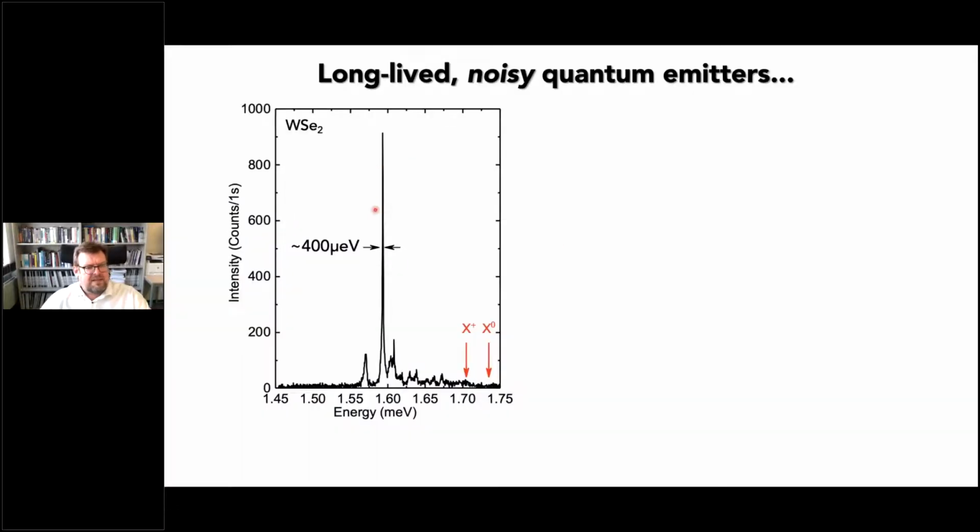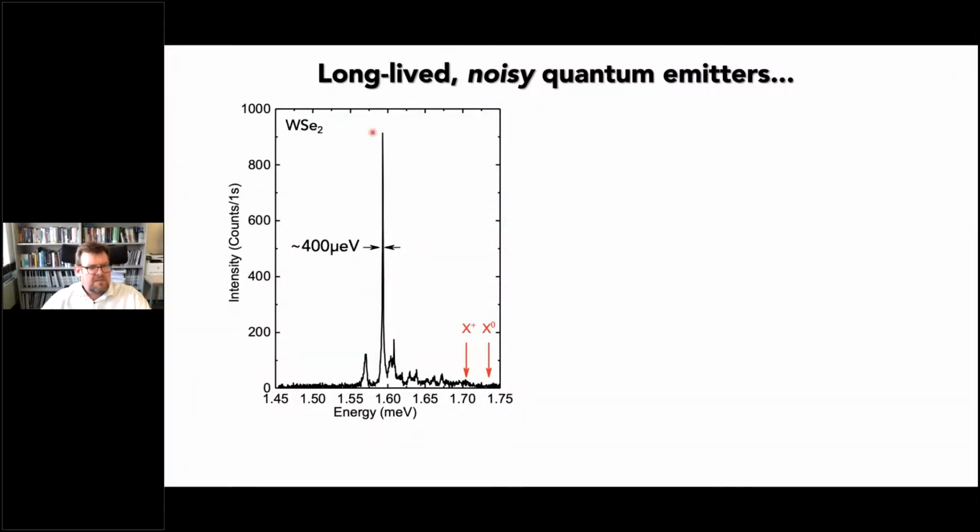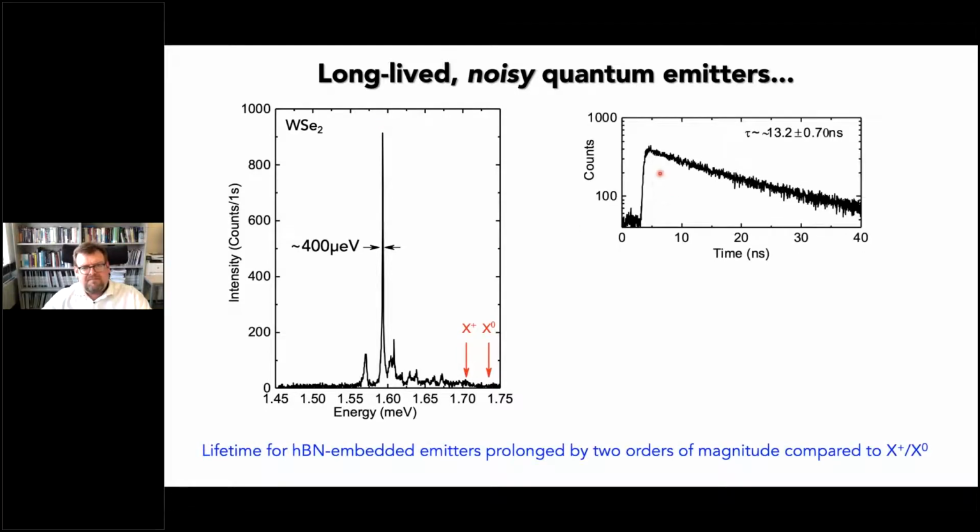We did very similar things, and it turns out these quantum emitters tend to be quite noisy. So there's where the neutral exciton should be. We've made one of these traps using strain. And if you look at that, you see sharp line emission. The lifetime of these emissions are tens of nanoseconds, so much, much longer than what you expect for the free exciton, which is picosecond lifetimes.